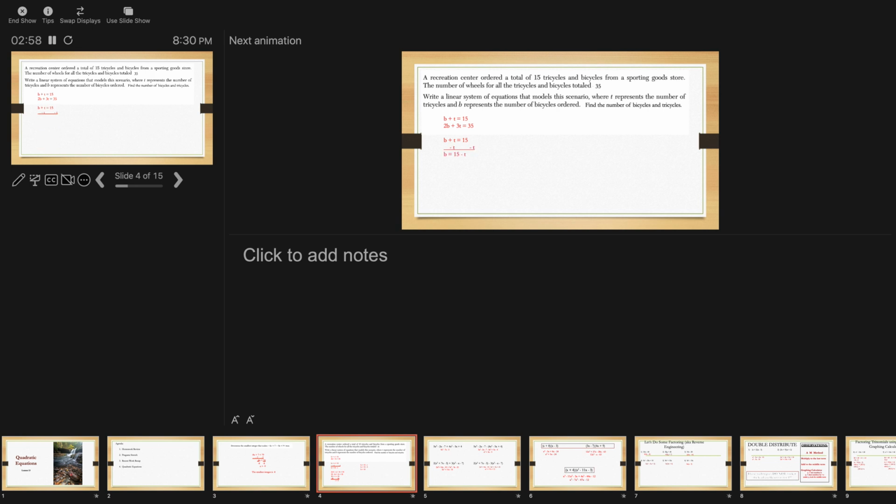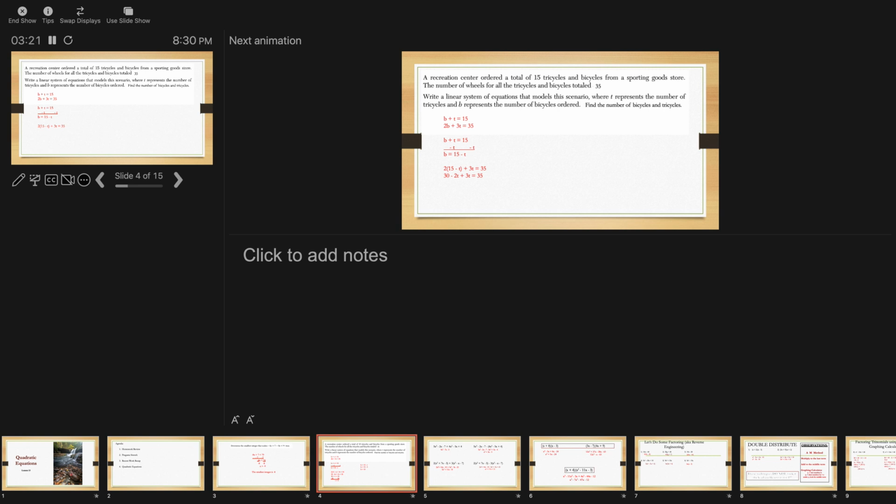Okay, so I'm going to solve for b. You could have solved for t. It makes no difference. That gives me b is 15 minus t. And don't forget, now instead of writing 2b, I'm going to write 2, and then in parentheses, what b is equal to, which is 15 minus t. So 2 times 15 minus t, then plus the 3t is 35.